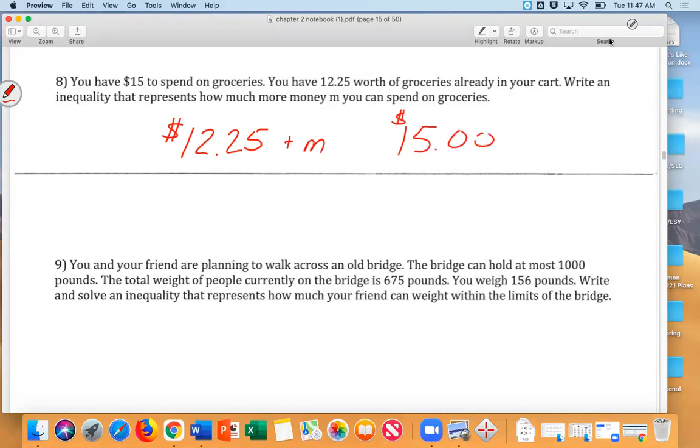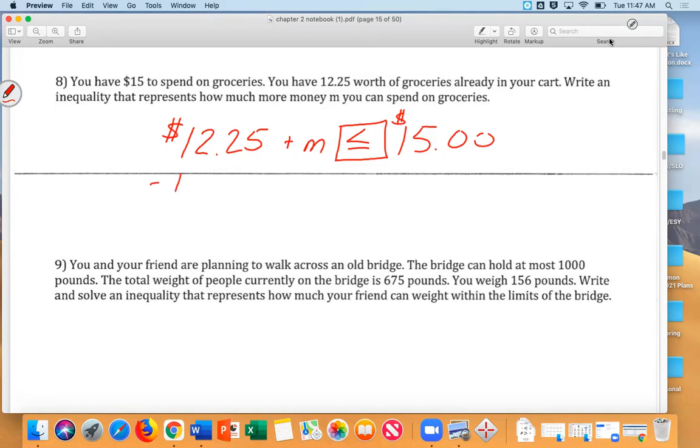What symbol goes in here? Is it equals? Less than or equal to? Greater than or equal to? What do you think, Tyler? Less than or equal to. I'm glad you said less than or equal to, because we could spend all of my money or not all of it, but I can't spend more than I have in my pocket.